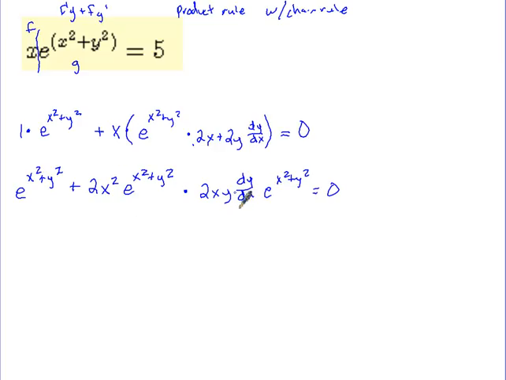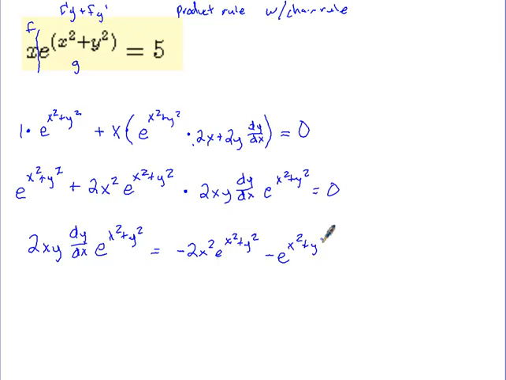Actually, no factoring necessary. So I want this alone. Get rid of these. So here's what you have. You have 2xy dy dx e to the x squared plus y squared equals to both of these. So it's a negative 2x squared e to the x squared plus y squared minus e to the x squared plus y squared. All I did was move these two things on the other side.